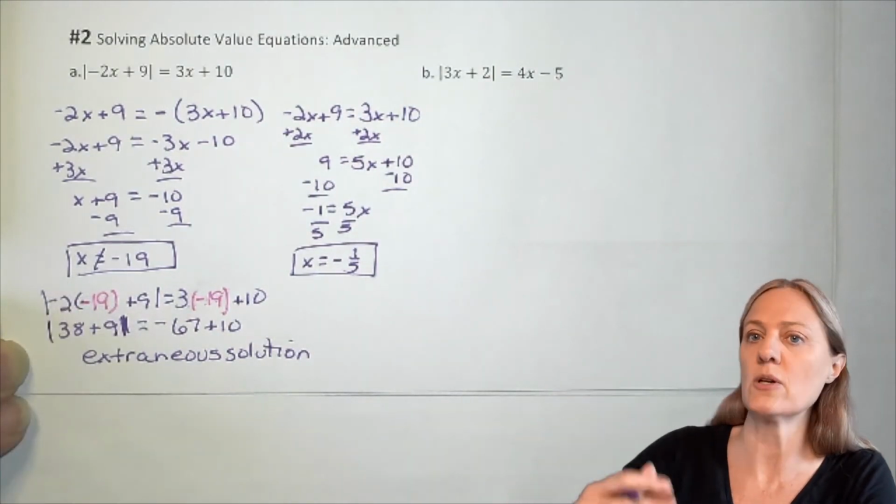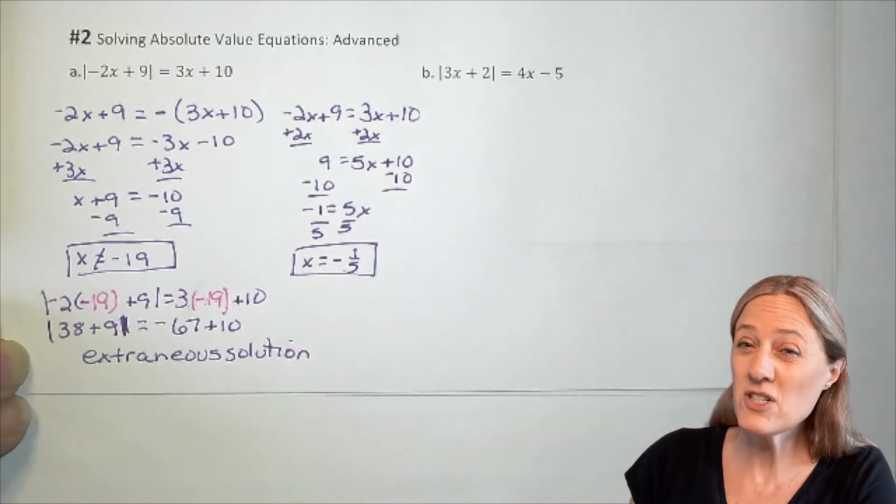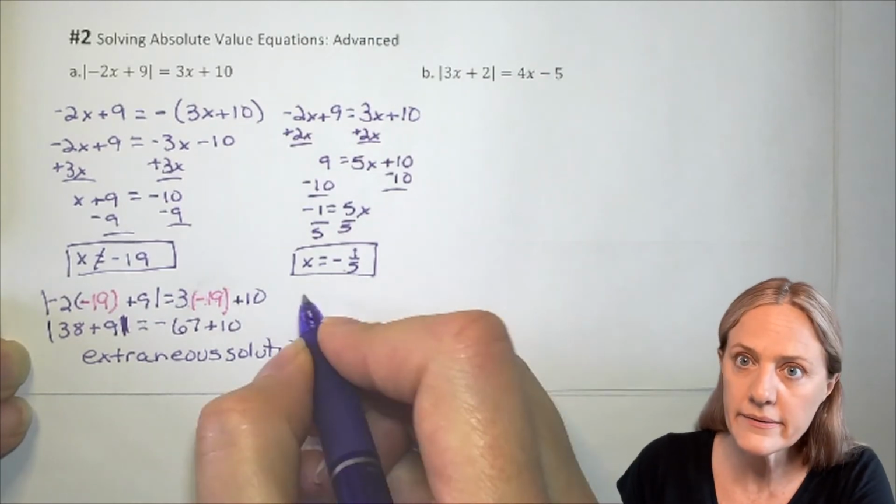Let's make sure everyone understands. X cannot equal negative 19. Now it'd be nice to just assume that the other one's fine, but we have to make sure it is. So let's plug it in too and verify.